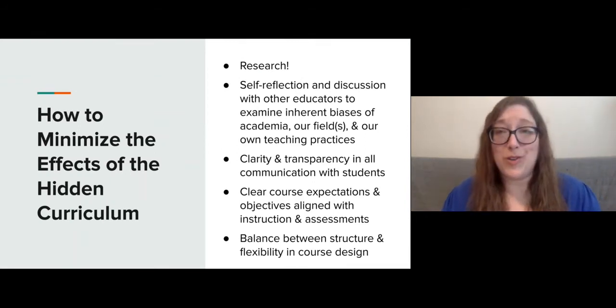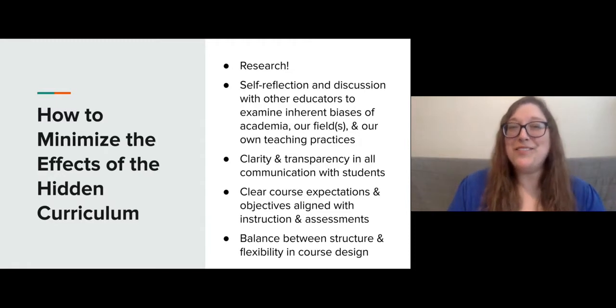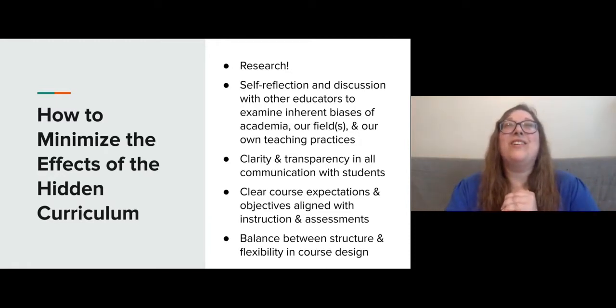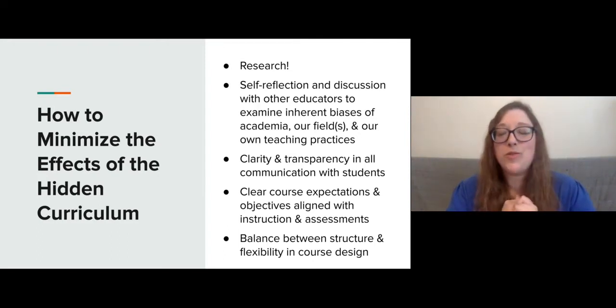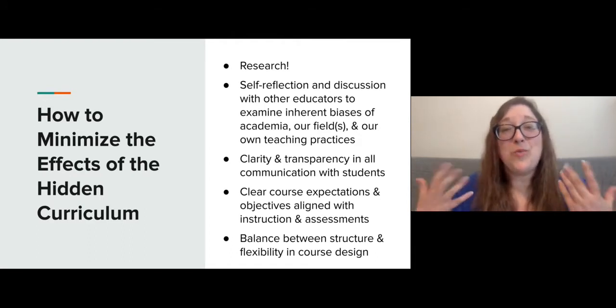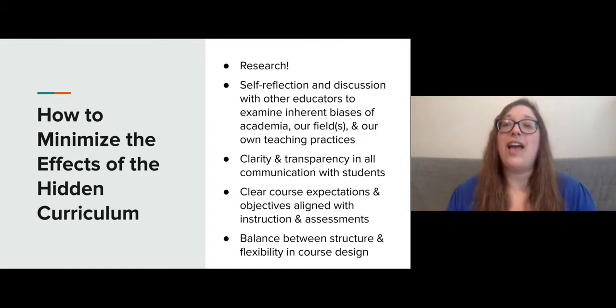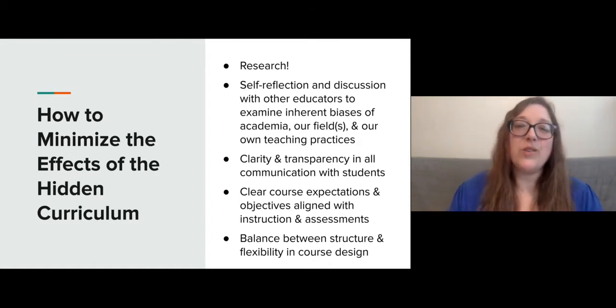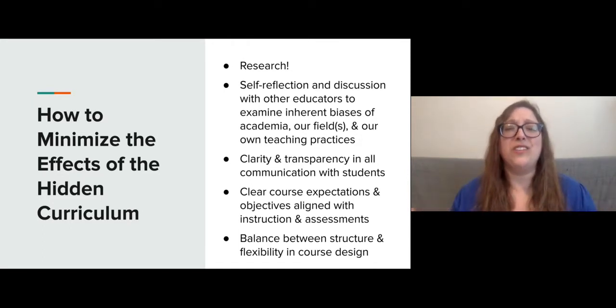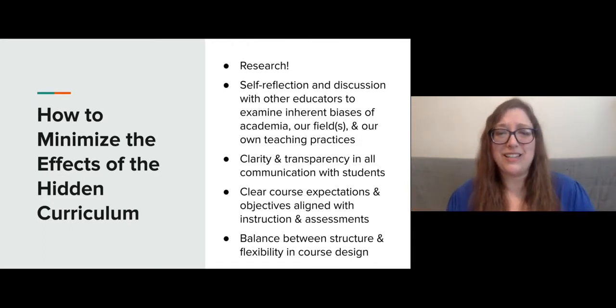And the first thing is research. This is something we all love to do as academics. Think about ways that you can expose yourself to other people's experience. And I've suggested some things in the suggested resources in this module. But we can also do what we're doing right now, self-reflection and discussion with other educators to examine our inherent biases, the inherent biases of academia, of our fields, and of our own teaching practices.